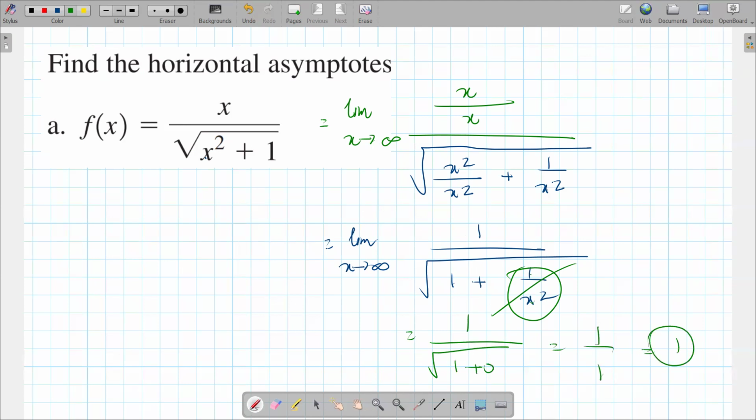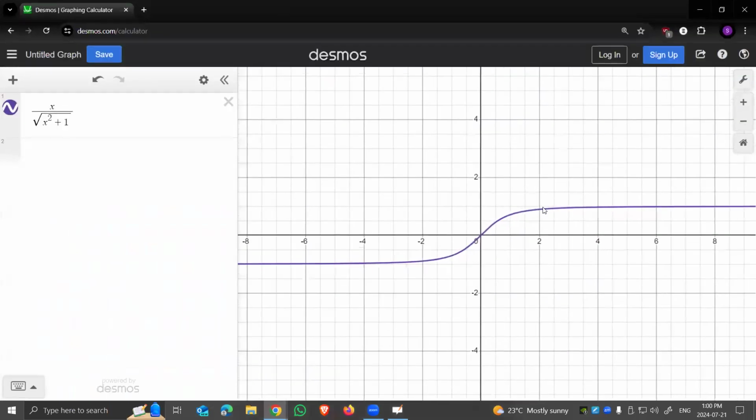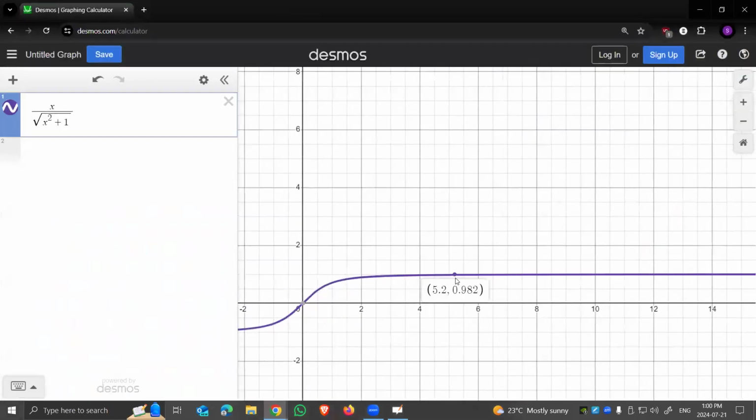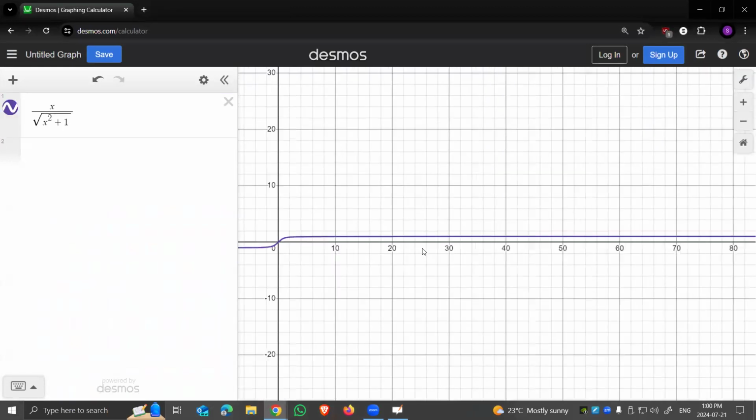Let's verify this. So the horizontal asymptote for this function should be at 1, if our math is right. x over x squared plus 1. Let's see what this gives us. I didn't check for the negative side, but if you look here, what is the y value that it's approaching? 1, right? You see that? It's going to be 1 the whole way throughout.